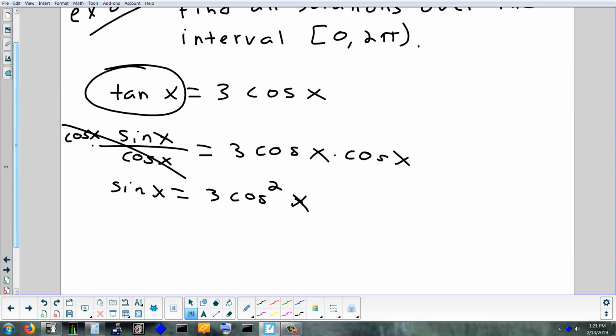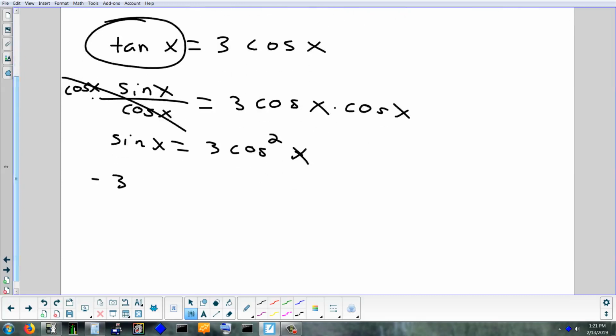Now, it's just like the last two. Except I don't think this one factors. So now I have to substitute for either the sine or the cosine squared after I get it equal to 0. So, do you want to move everything to the left, or do you want to move everything to the right? Which way do you think we should move it? To the left. I put everything on the left. You're going to be temporarily creating a negative, but it's not going to be there in a minute. So minus 3 cosine squared x plus sine x equals 0.